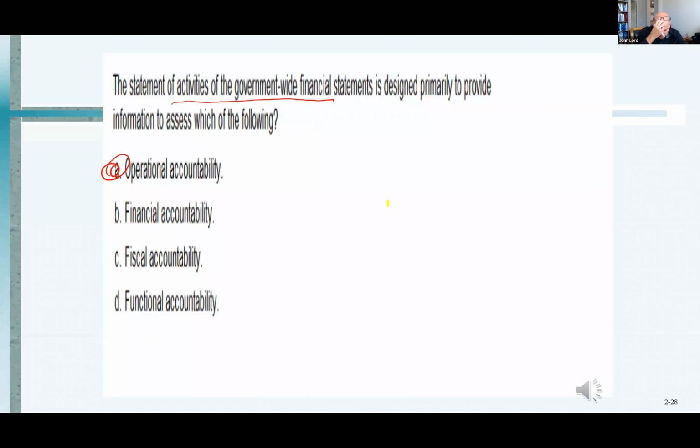Okay, good. If there's no question, then let's go ahead and take a look here. They ask: the statement of activities, which is a government-wide statement, is designed primarily to provide information to assess which of the following? It's the same for both of our government-wide statements, both the statement of net position and the statement of activities. It's an operational accountability focus. So remember, it's full accrual accounting, operational accountability focus that we have for our government-wide statements. We had said that a couple of times before.